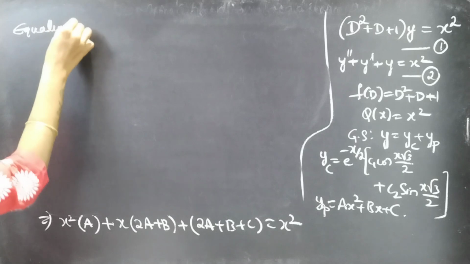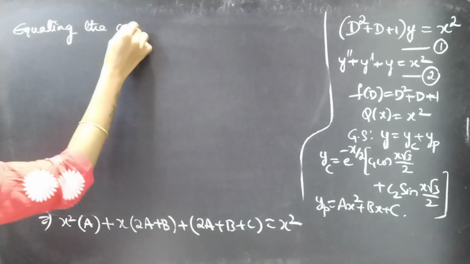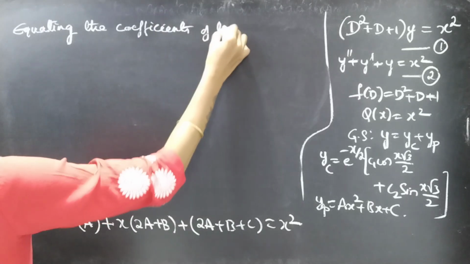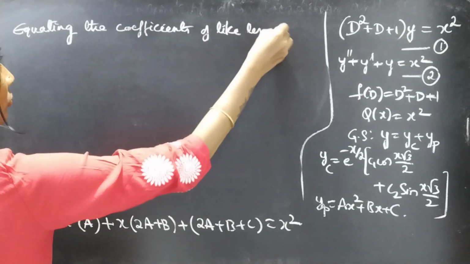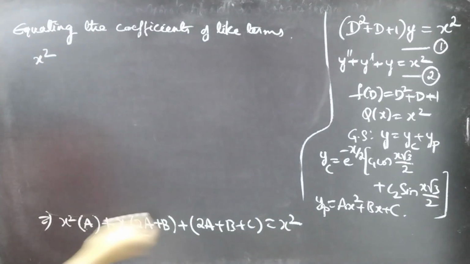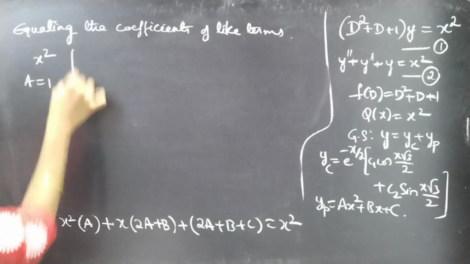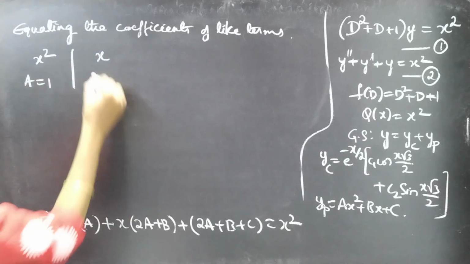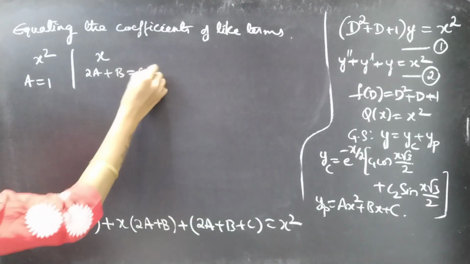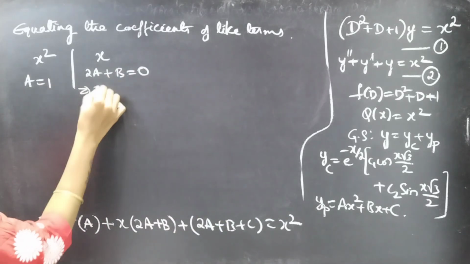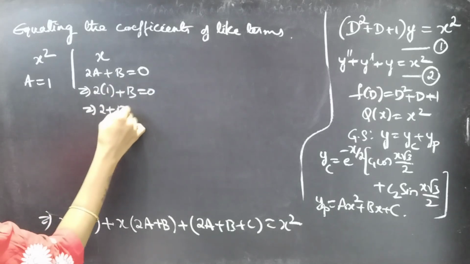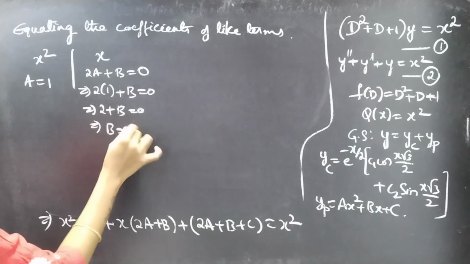Equating the coefficients of like terms. Now just equate the coefficient of x square, you'll get a equal to 1. Now equate the coefficients of x: 2a plus b equal to, you don't have any x term on RHS, so take it as 0. Now substitute the value of a in it, you'll get 2 into 1 plus b equal to 0, which gives us 2 plus b equal to 0. From this we'll get b equal to minus 2.